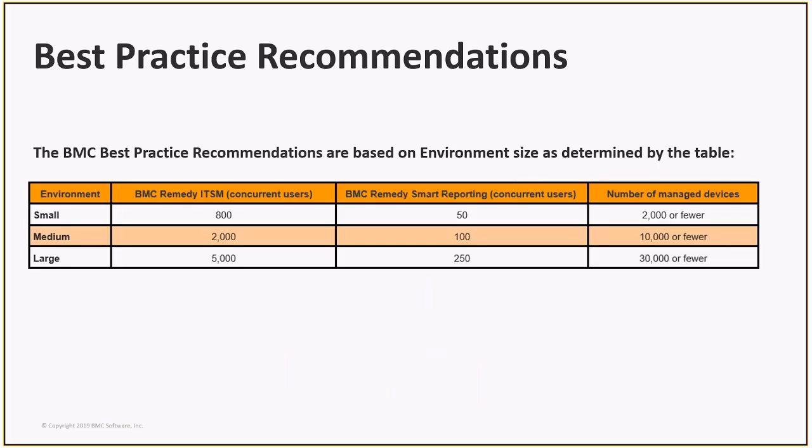Also, the number of managed devices helps weigh into the sizing. And typically in small, medium, and large environments, you'll see 2,000 or fewer devices, up to 10,000 devices, and then up to 30,000 devices for the small, medium, and large. So that's how we're going to do the sizing. And the rest of the recommendations are based on those 3 sizes. So keep that in mind. As you're looking at this, you might quickly identify what size your environment is, your production environment particularly, and then start looking at the recommendations for that size of environment.